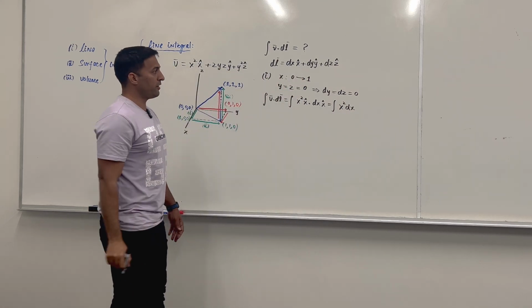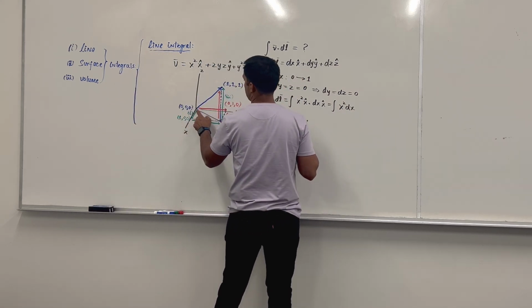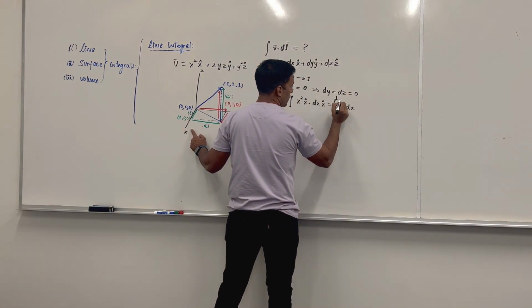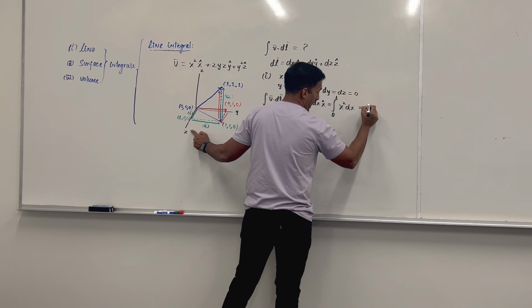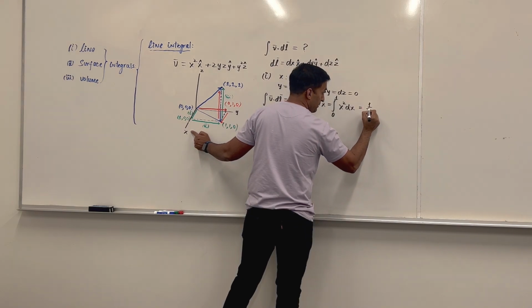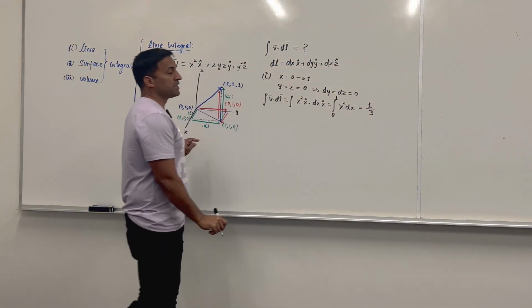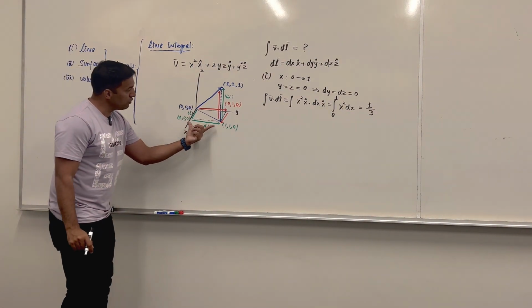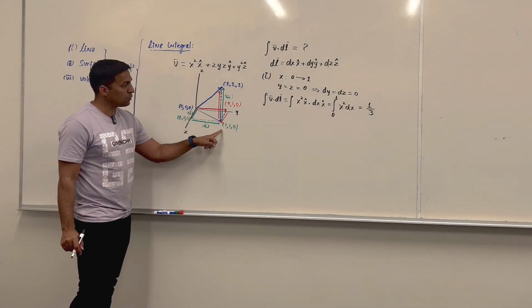Okay, and now along the x-axis we have gone from 0 to 1, so it has limits 0 to 1, and this immediately gives us x cubed by 3, which becomes 1 divided by 3. So this is the line integral along this first line. Then we move from this point (1, 0, 0) to (1, 1, 0).